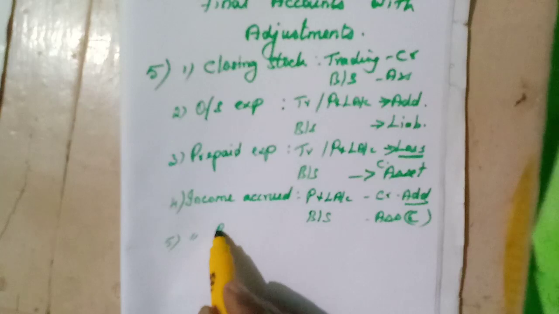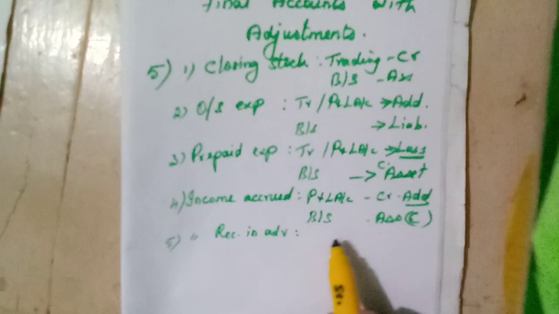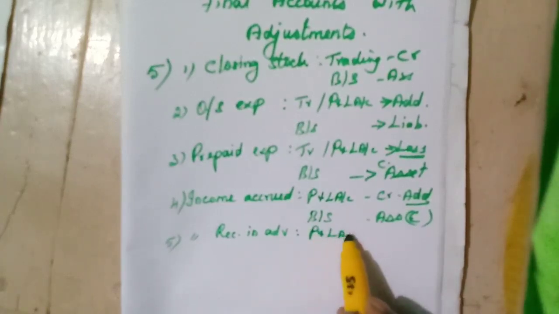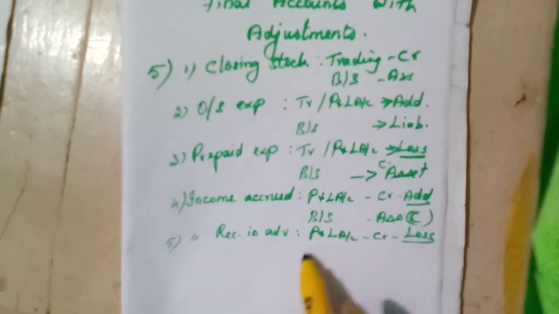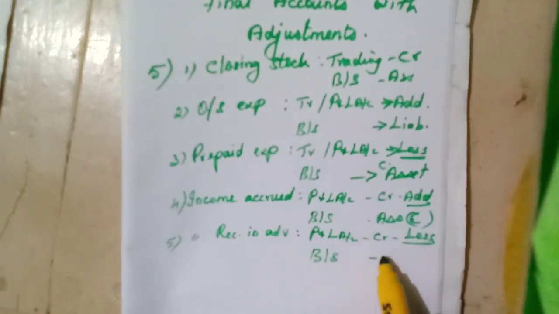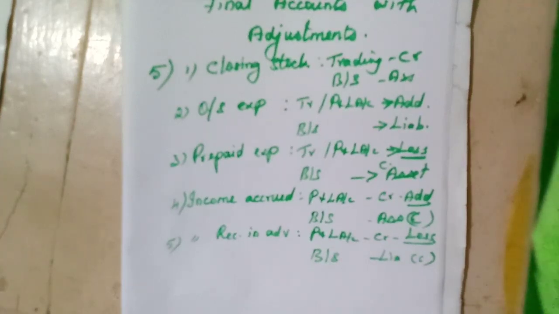Then income received in advance. This income received in advance also, in the same profit and loss account credit side, we should deduct, less. Then in the balance sheet it is a liability, current liability. It will come under the heading current liabilities on the liabilities side of the balance sheet. So 5 adjustments we have learned. 1/3 of the lesson we have completed.